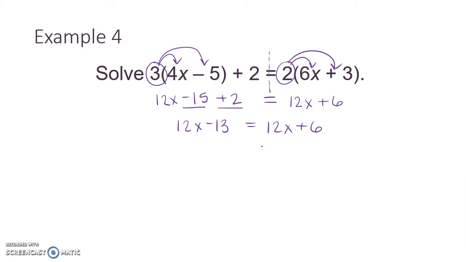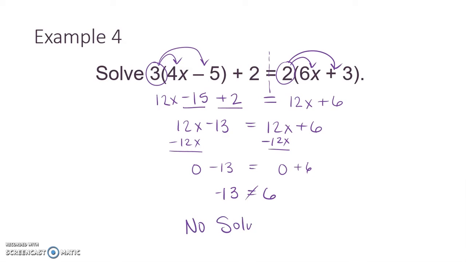Then, if we move our variables to one side or the other, this is where it gets a little tricky. We'll subtract, and what do we get? We get 0 minus 13 and 0 plus 6, which would be negative 13 is equal to 6. Well, is negative 13 equal to 6? No, this is not equal, which means there is no solution.